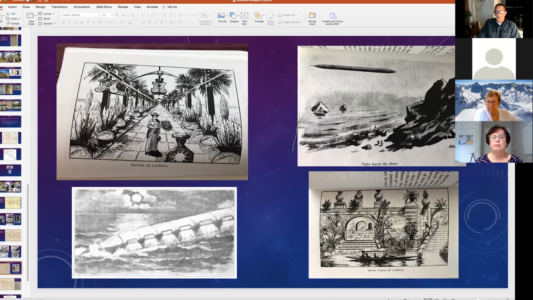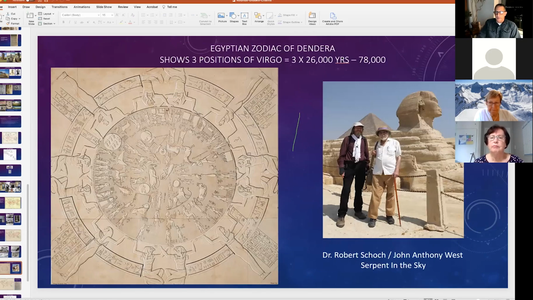I included this just to show you just how old this is. This is John Anthony West. He wrote the book, The Serpent in the Sky. This is Dr. Robert Schoch. He's a geologist that basically came and upset the apple cart for all the anthropologists by stating that on the basis of geology, the Sphinx and the pyramids have to be incredibly old due to the water damage that he sees taking place in the area around the Sphinx.